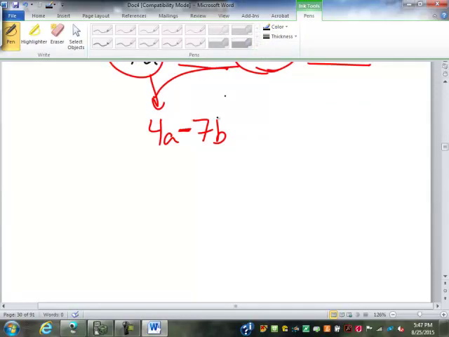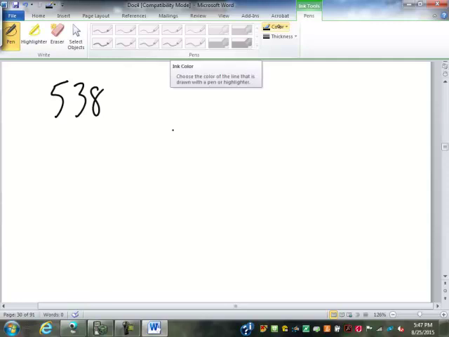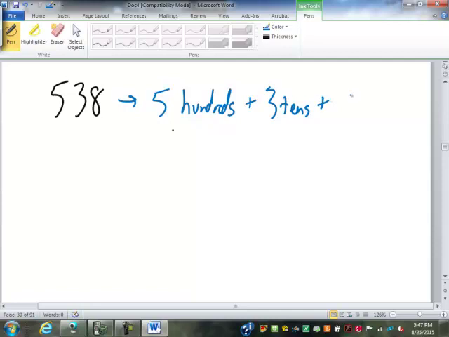But we can move up from there. We can have more than one digit. Each of these is a single digit number. And just like we have in whole numbers, we have place values in our algebraic numbers. 538 really represented the number 5 hundreds, 3 tens, and 8 ones.